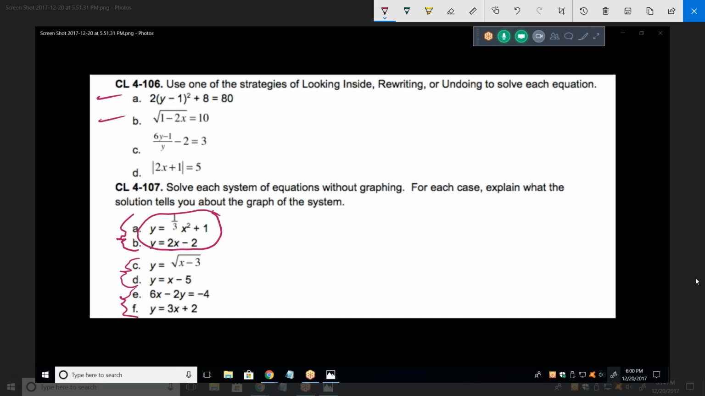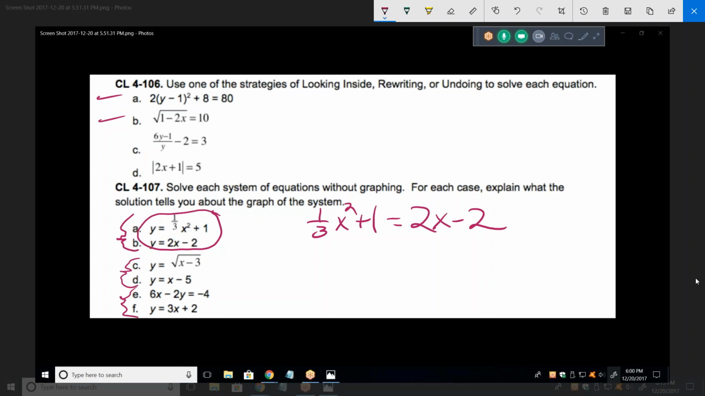So solve it algebraically. Since they're both equal to y, couldn't you just set them equal to each other? Good. Here, I'm going to flip to the page. Okay. Now what?